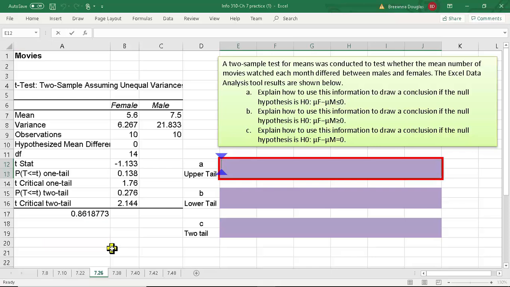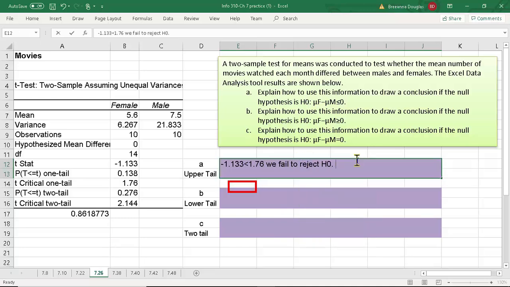In Part A, we'll be treating this problem as though it is an upper tail test. This means that we're trying to determine if females watch more movies per month than males. Because the t-test statistic of negative 1.133 is less than the critical value of 1.76, we fail to reject the null hypothesis. This is confirmed by the fact that our p-value of 0.862 is greater than our significance level of 0.05.